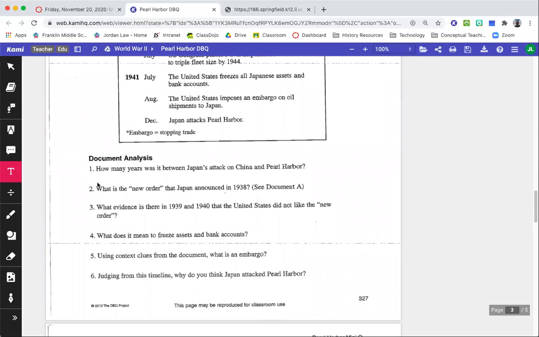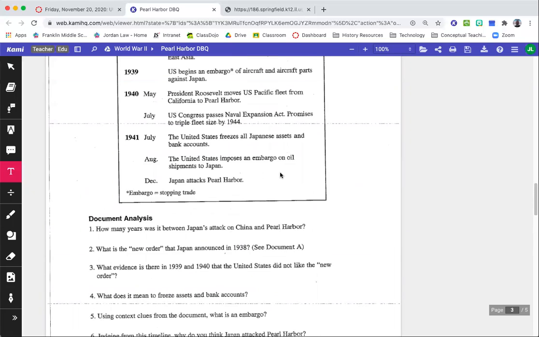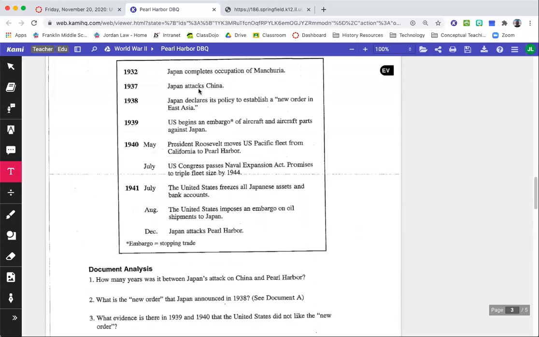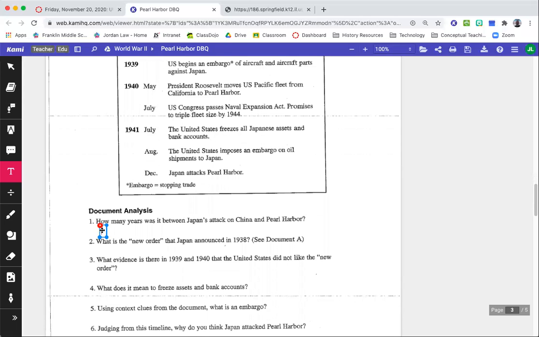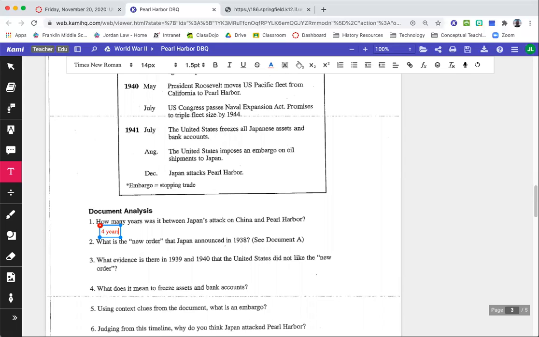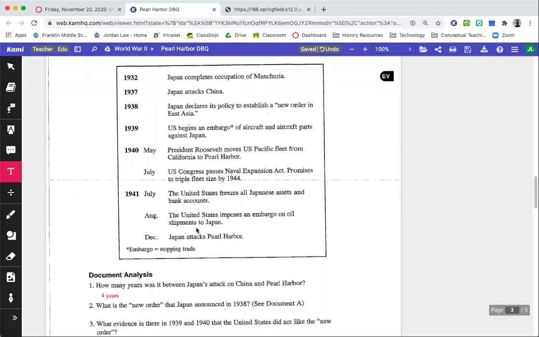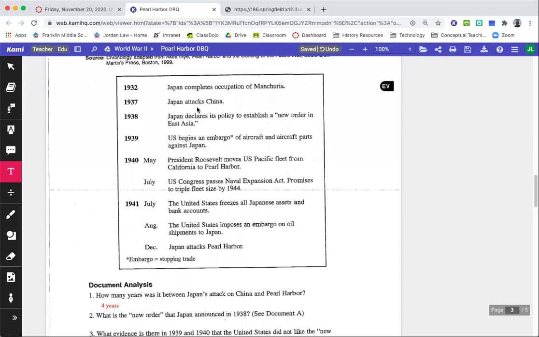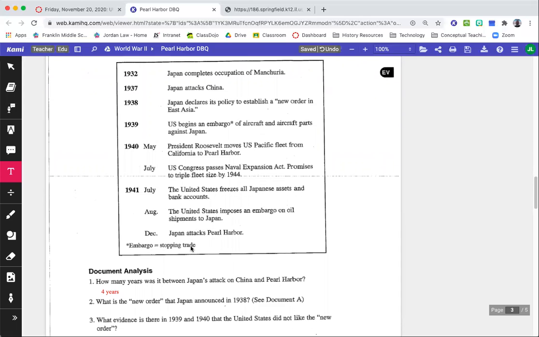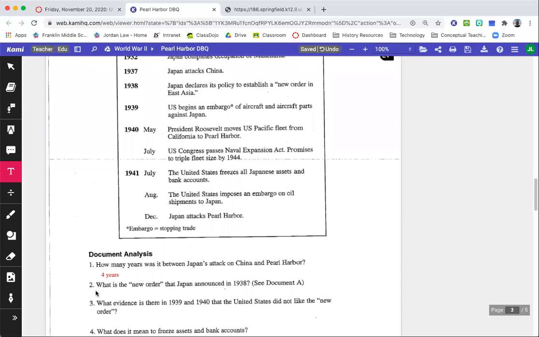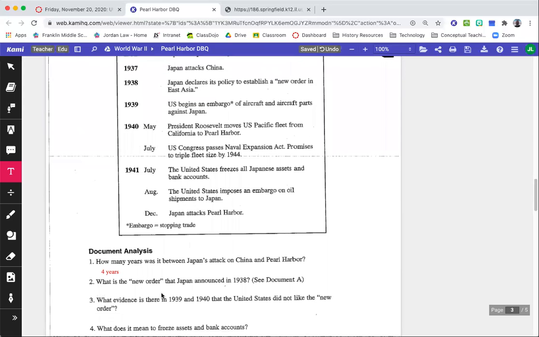Number one says, how many years was it between Japan's attack on China and Pearl Harbor? If we look back up here, Japan attacks China in 1937. Japan attacks Pearl Harbor in 1941. So we have 1, 2, 3, looks like 4 years. There are 4 years between the two attacks. So 4 years between the attack on China and the attack on Pearl Harbor. Number two, we already talked about: what is the new order that Japan announced in 1938?